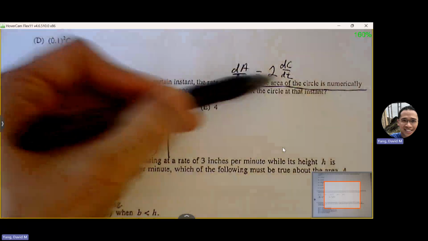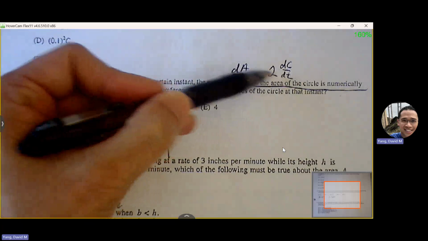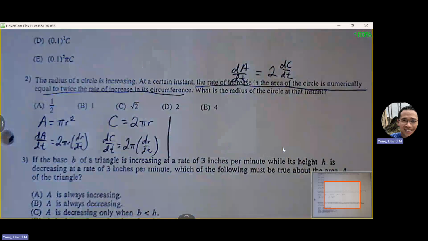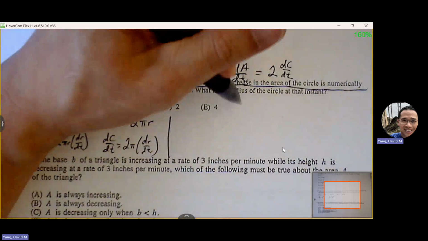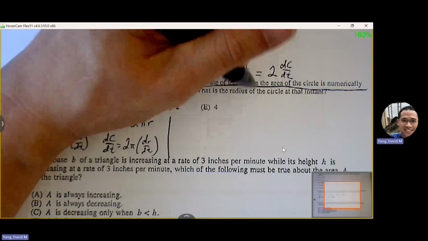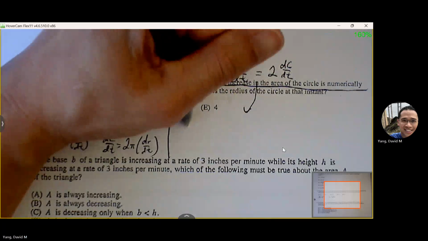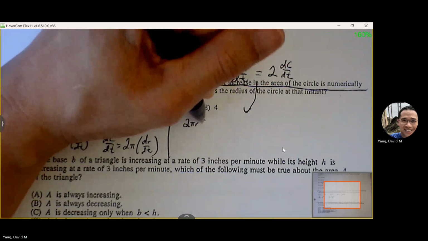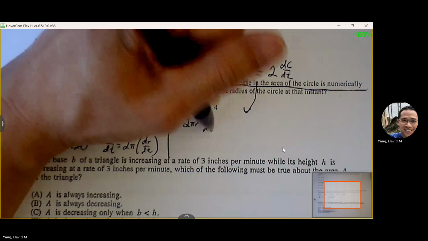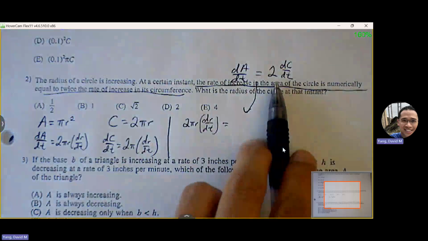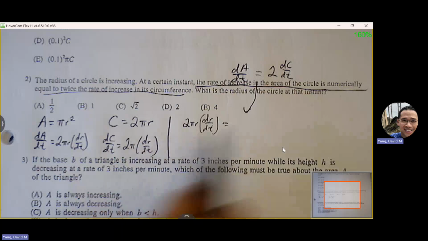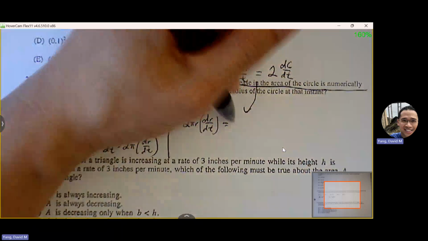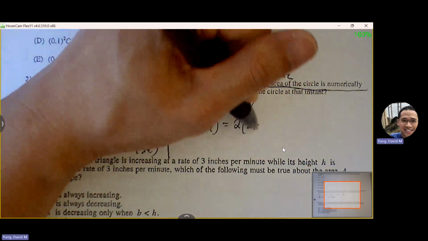Okay, so we can just see what we can do to get these two to equal each other. Well, we know dA/dt is 2 pi r dr/dt, so I'm going to go ahead and make that substitution. And then I can replace dC/dt with 2 pi dr/dt, and then there's 2 in front, so 2 pi.